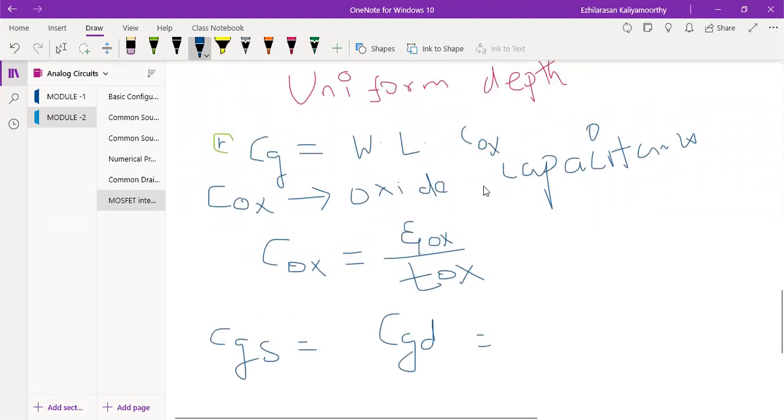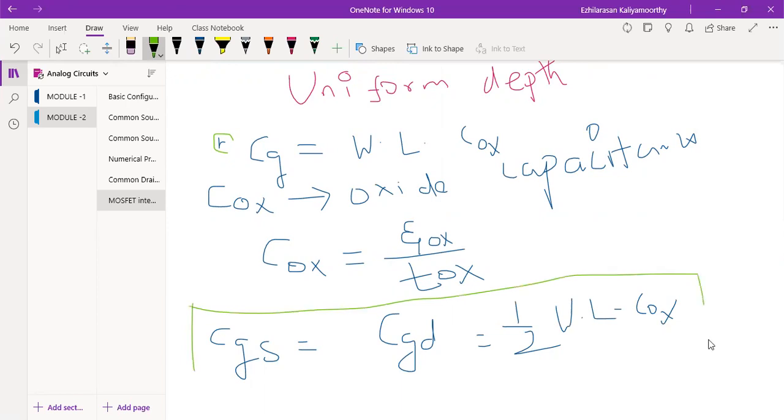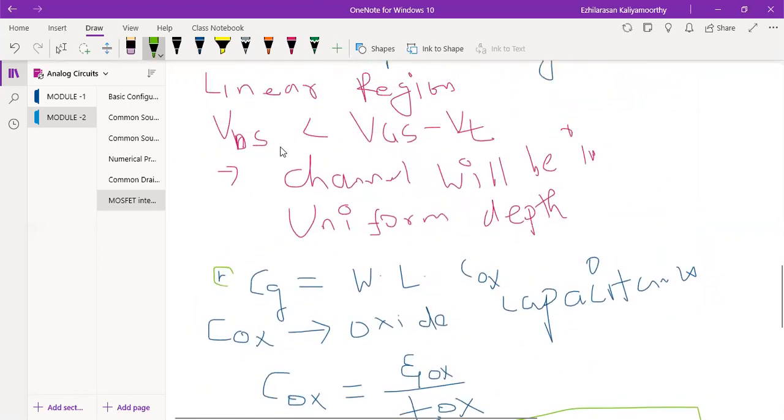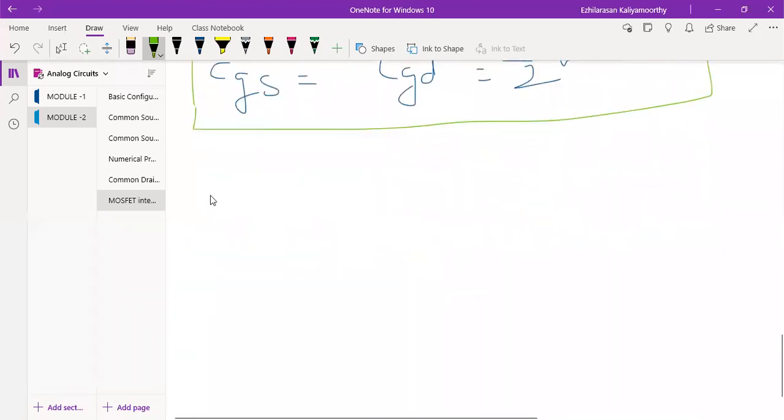So now I need to get CGS and CGD. You need to divide by 2, exactly half. So this will be 1 by 2 W L Cox. This is the capacitance expression for CGS and CGD when the MOSFET is working in the linear region. Even if this VDS is not small, the approximation will work in the triode region only.